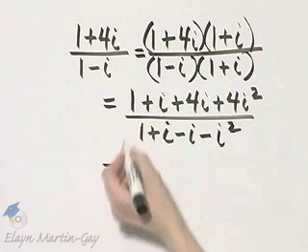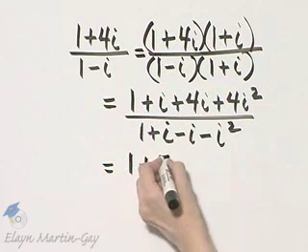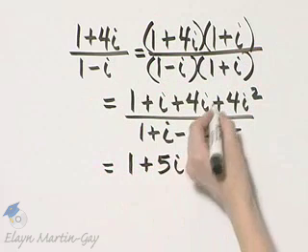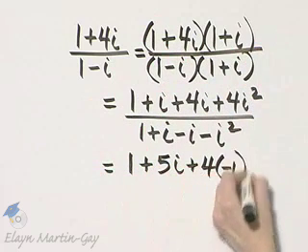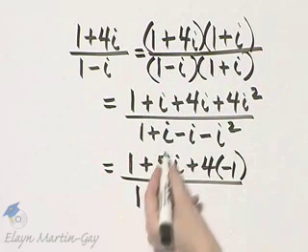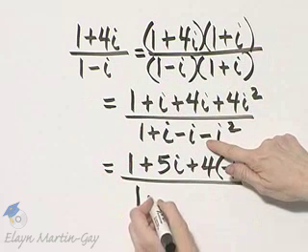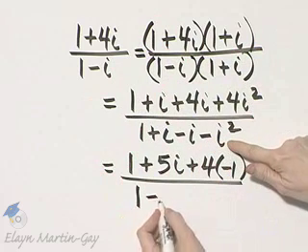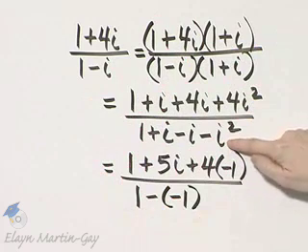Now let's simplify. I have 1. i plus 4i, that's 5i. And then plus 4, i squared is negative 1. Don't forget that. In the denominator, I have 1. i minus i is 0. Again, be very careful. That's minus. And then i squared is negative 1.